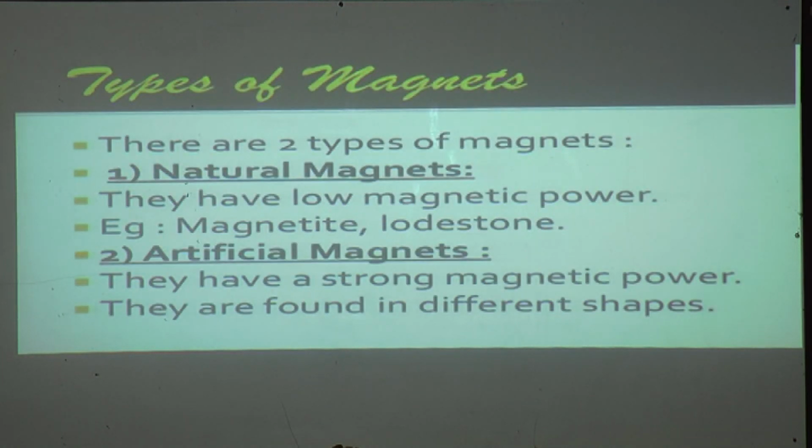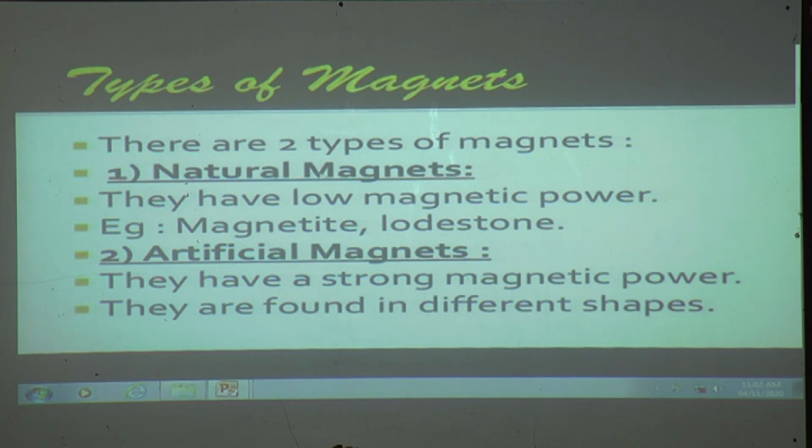Now next, types of magnets. There are two types of magnets. First one is natural magnets and second is artificial magnets. Natural magnets have low magnetic power. Natural magnets means they can be found in nature. Naturally we can find them in nature, and they have low magnetic power. For example, magnetite and lodestone.